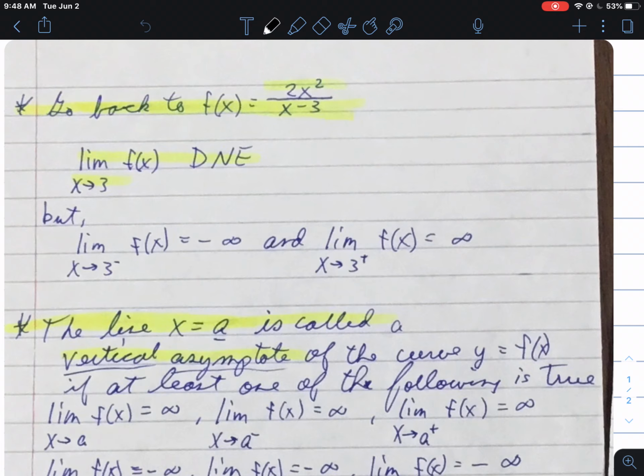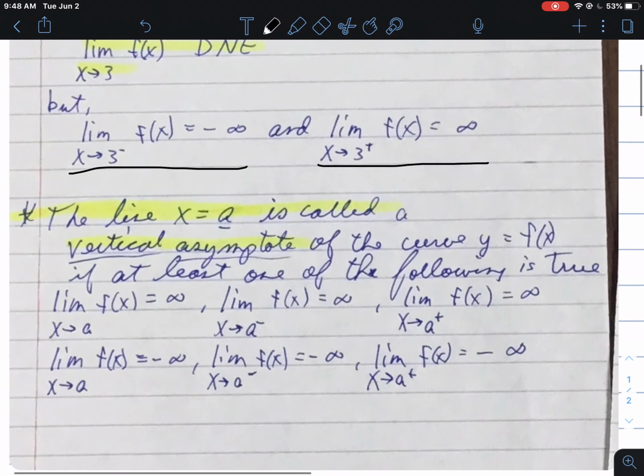We could, though, describe each of those one-sided limits. The limit as x approaches 3 from the left of f of x equals negative infinity, and you can go back and look at the chart that we had for that particular example. And the limit as x approaches 3 from the right of f of x equals infinity. Now again, those two limits still do not exist, right? But at least we are able to describe the behavior of the function as x approaches 3.